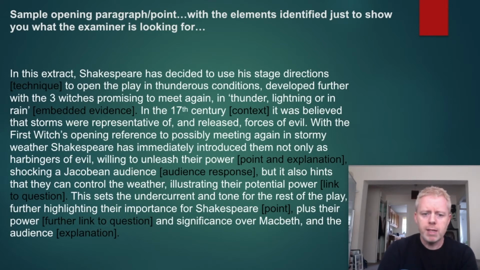So in this extract, Shakespeare has decided to use his stage directions to open the play in thunderous conditions, developed further with the 3 witches promising to meet again in thunder, lightning or in rain. In the 17th century, it was believed that storms were representative of and released forces of evil. With the first witch's opening reference to possibly meeting again in stormy weather, Shakespeare has immediately introduced them not only as harbingers of evil, willing to unleash their power, shocking a Jacobean audience, but it also hints that they can control the weather, illustrating their potential power. This sets the undercurrent and tone for the rest of the play, further highlighting their importance for Shakespeare, plus their power and significance over Macbeth and the audience.